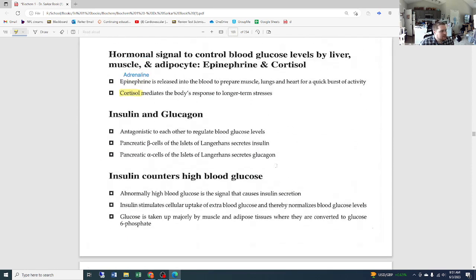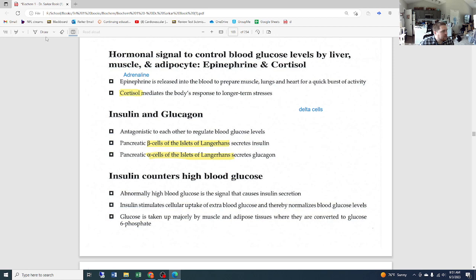Okay. So insulin and glucagon are antagonists to each other to regulate blood glucose levels. That means that they do opposite things. The pancreatic beta cells of the islets of Langerhans, remember this, beta cells of the islets of Langerhans, secrete insulin. The pancreatic alpha cells of the islets of Langerhans secrete glucagon. Alpha cells, beta cells. There's also something that's called delta cells in the pancreas, but we'll get into that later. That does a different function as well.